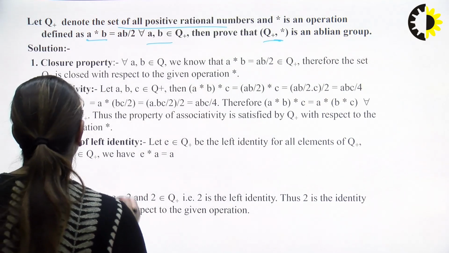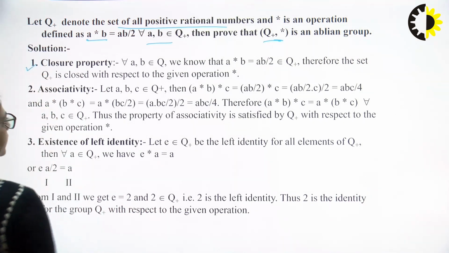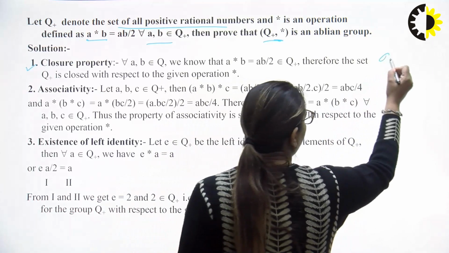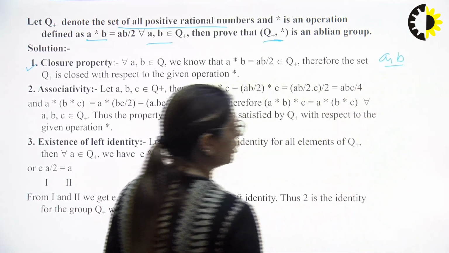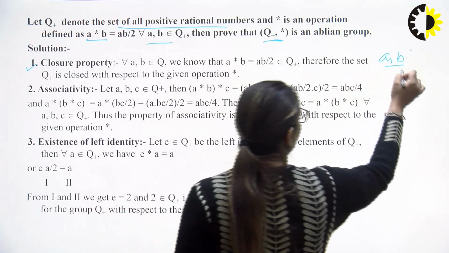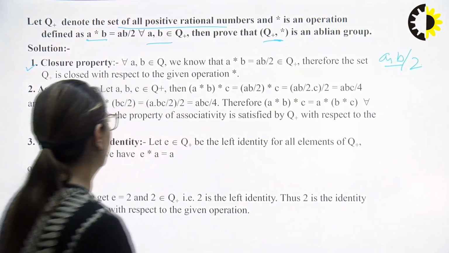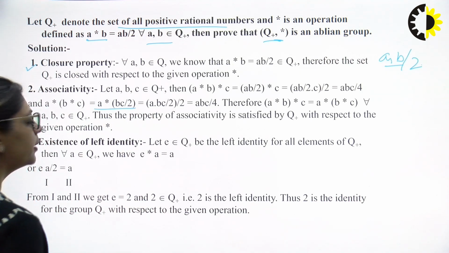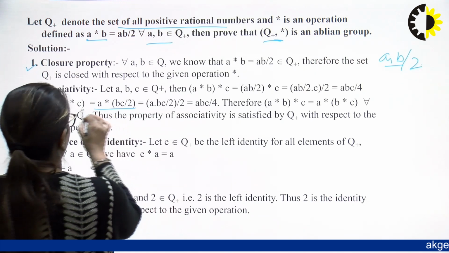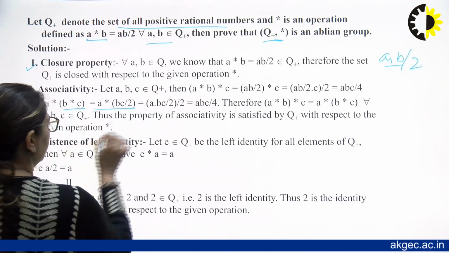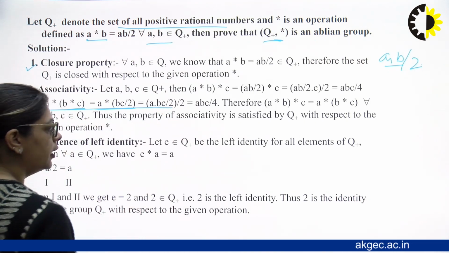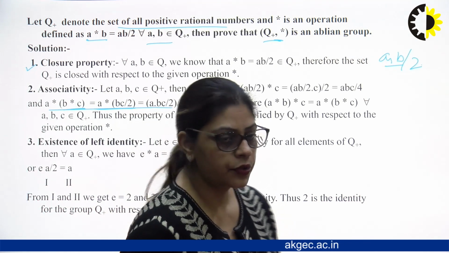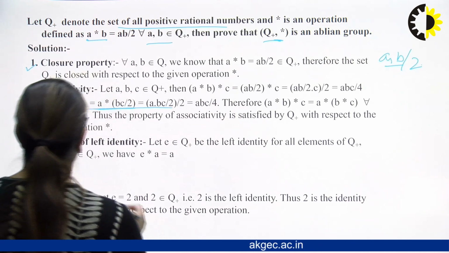Now first property is the closure property. We all know that if A and B are positive rational numbers, then AB by 2 will also be a rational number, right? Associative, we all know that multiplication or this operation is associative even when we are putting a division here. When we have numerator and denominator, we can associate that part.